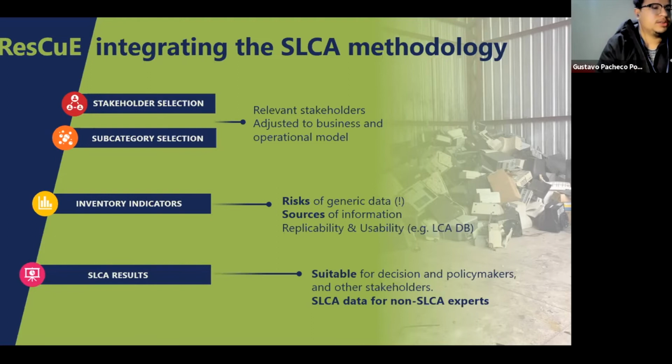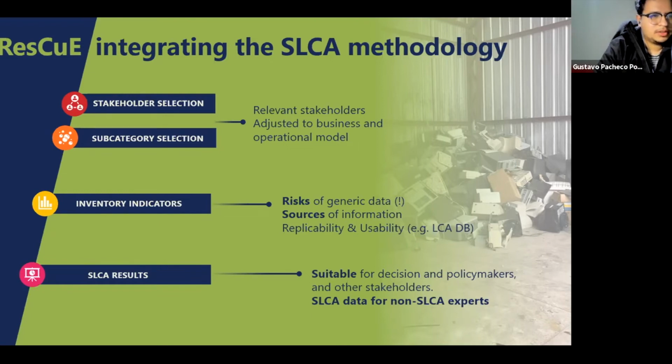And what about the results? Results have to be suitable for decision and policymakers and other stakeholders. But we have a strong focus on communication because LCA data is not friendly for non-SLCA experts. So we have to put tons of effort into making these results friendly for other stakeholders involved.